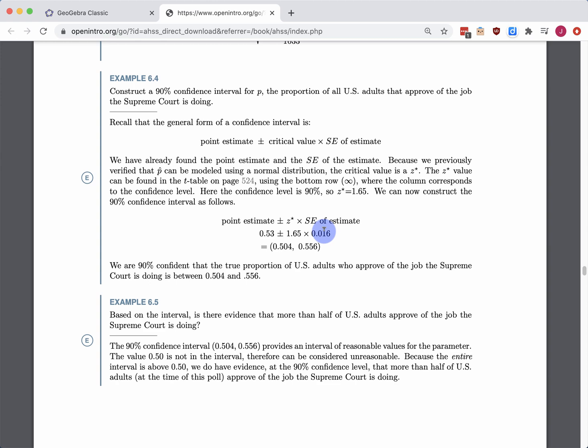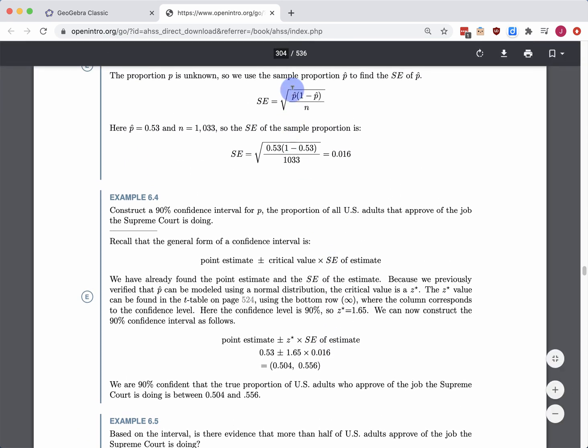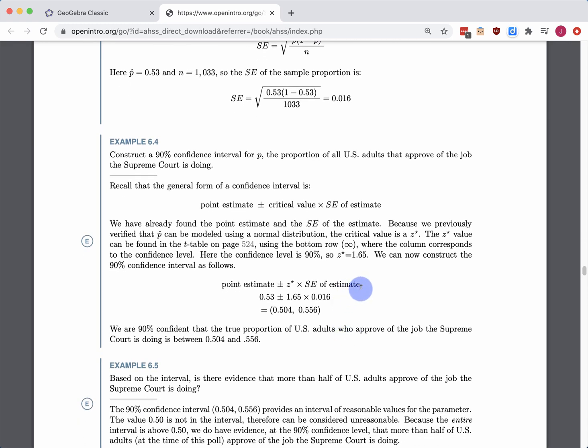The standard error of the estimate, that is the formula p hat times 1 minus p hat divided by n, and then take the square root. So that's also the standard deviation of the sampling distribution for proportion. You've probably seen that. Since we don't know a population proportion, we put in our sample proportion, 0.53, into the formula and get 0.016. That's rounded out to 3 decimal places. If you can round out to more, you'll probably get a more accurate answer in the end.